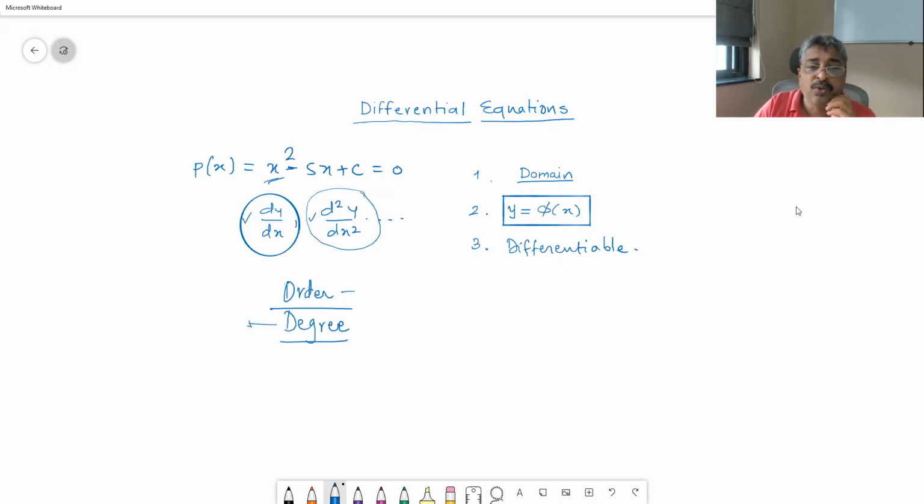Degree of this polynomial is 2 because that is the highest power term whose coefficient is non-zero. Similarly, degree of differential equation is the highest power of the highest order differential coefficient. Is it clear? And we will have some examples and try to learn it.